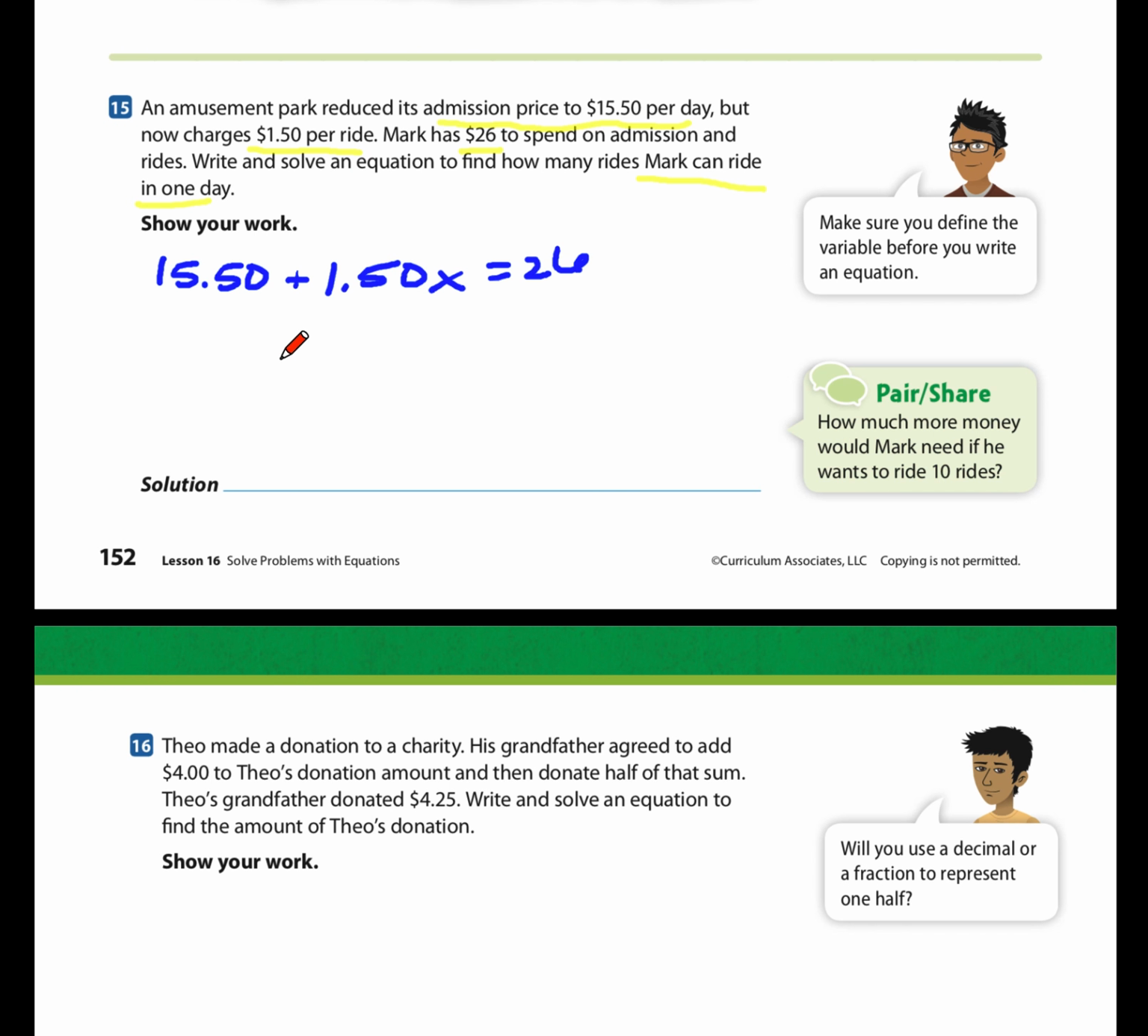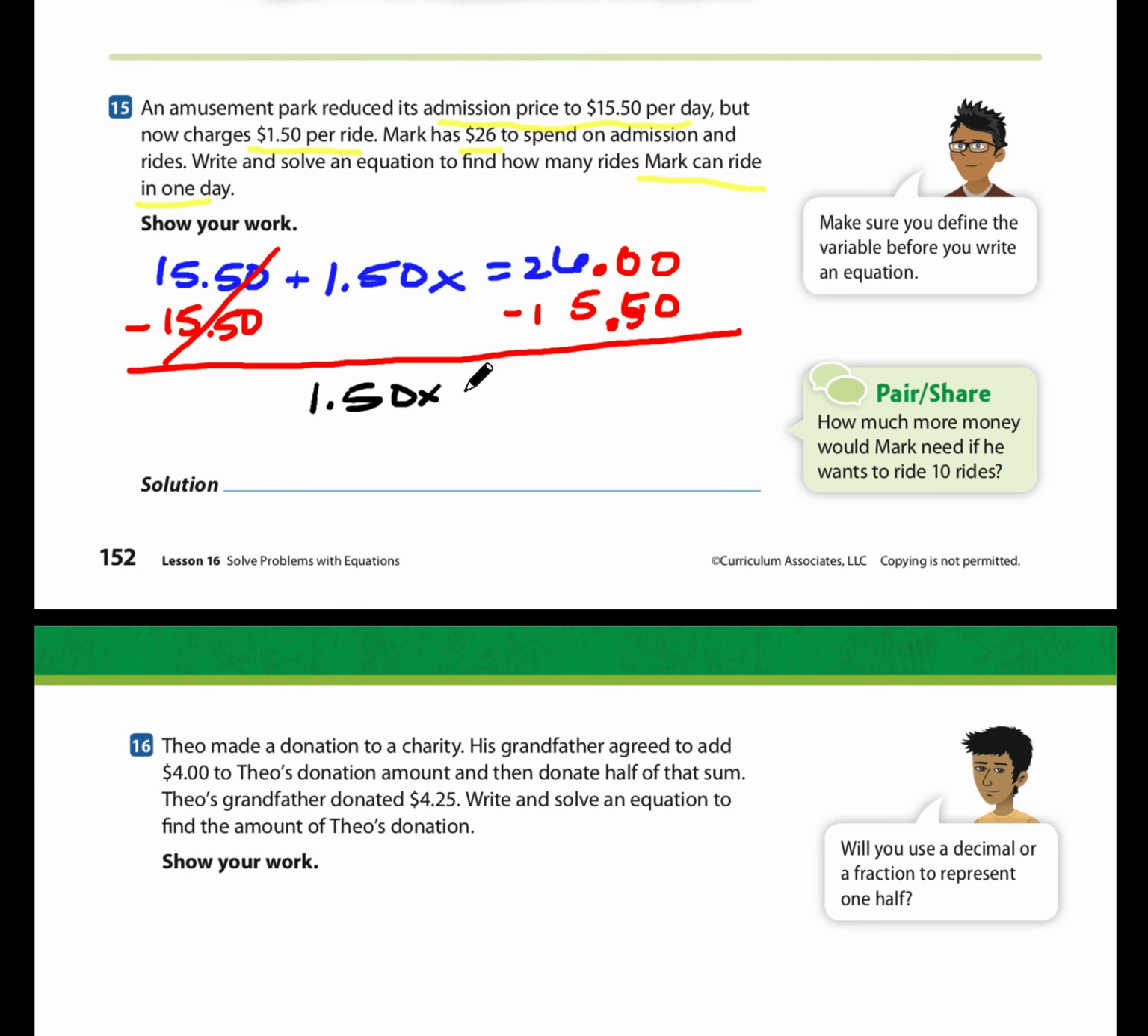So let's go ahead and solve it. Again, we want to get the x by itself, so we need to get rid of this $15.50. He has $26. We all know he has to spend the $15.50 on admission. So let's go ahead and subtract that. And again, what you do to one side, you do to the other. Now the 26 doesn't have a decimal, so we're going to add a decimal and 2 zeros. My two $15.50s over here cancel. And I wind up with $1.50x equals 26 take away $15.50 leaves me with $10.50.